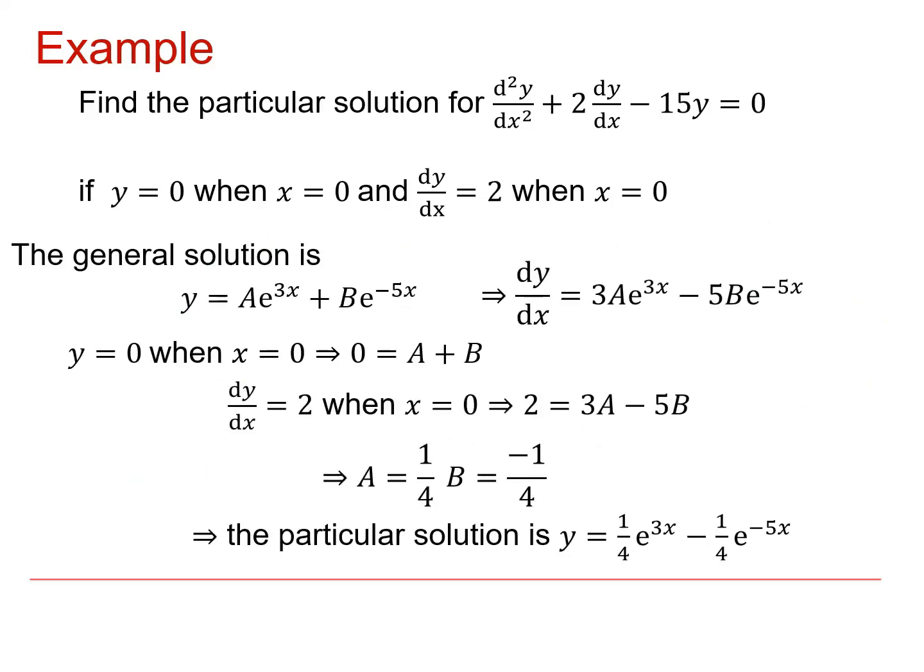There is that working written up a little bit more neatly for you. So there we've taken the general solution, differentiated it so that we get an expression for dy by dx. We've used the first set of initial conditions to give me an equation for a and b, and the second set of initial conditions to give me an equation for a and b again, and then solved those two equations simultaneously to give me the values of a and b, and hence the particular solution.